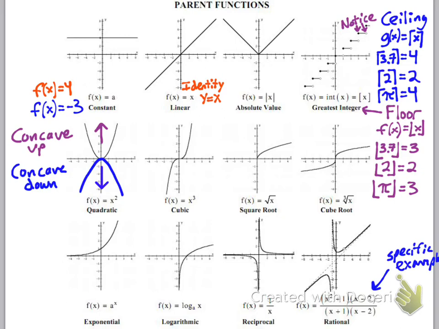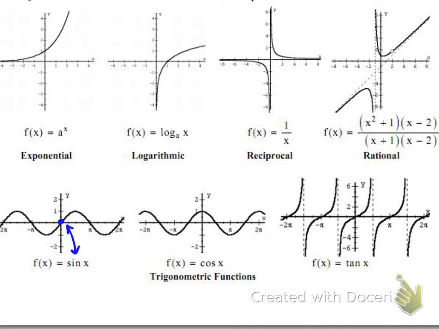This rational function, though, is just, for some reason, they picked a very specific function to show you. Any rational function is just a polynomial divided by another polynomial. Lastly, at the bottom here, I want you to notice some important things you need to memorize: sine starts at 0. So sine of 0 is 0, whereas cosine starts at 1. So cosine of 0 is equal to 1. That's the main difference between sine and cosine when it comes to graphs.